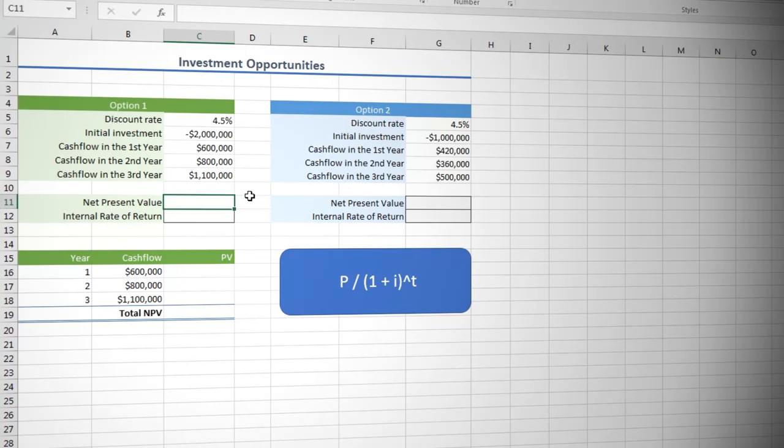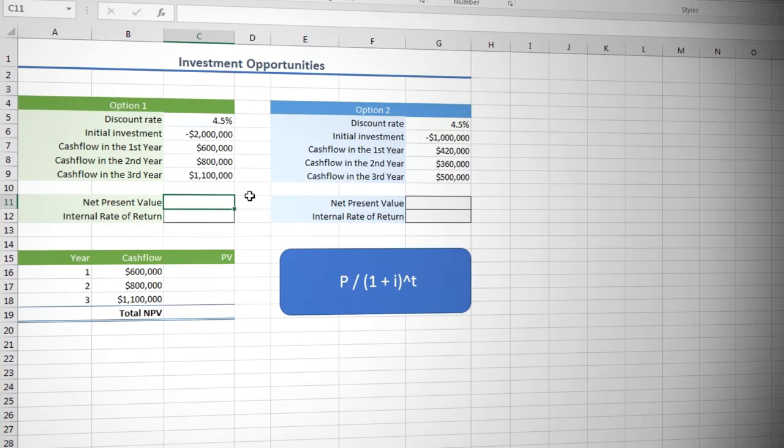For example, our investment opportunity 1. If we invest $2 million up front, we get the following expected cash flows: $600,000 at the end of the first year, $800,000 at the end of the second year, and $1.1 million at the end of the third year. We would like to see what that means in today's terms.